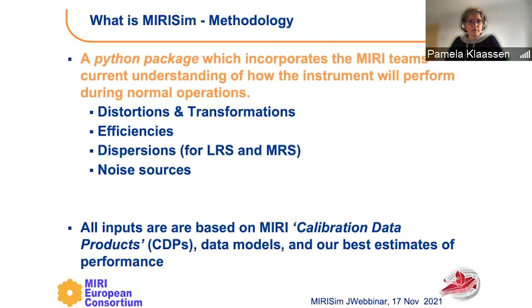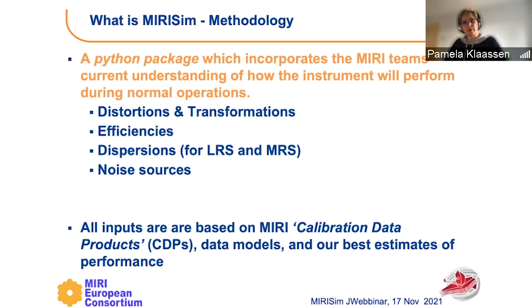So what is MIRISim? It's a Python 3 package, which incorporates our best understanding of MIRI at the current time. So all of the distortions and transformations that go through the instrument, efficiencies, the dispersions for the spectrometers, noise sources, cosmic rays, all of that kind of stuff has been incorporated into MIRISim. And the way we've done this is by using MIRI's what we call calibration data products. So our understanding of the instrument.